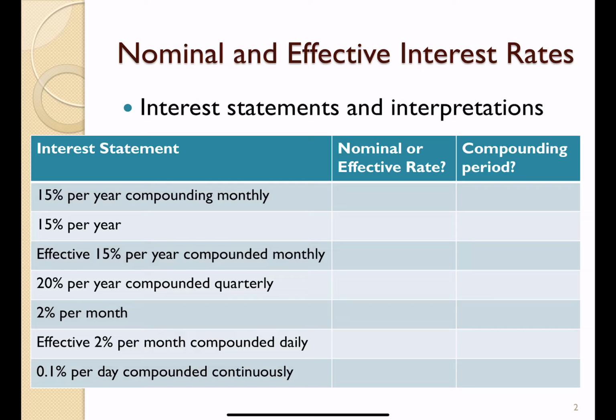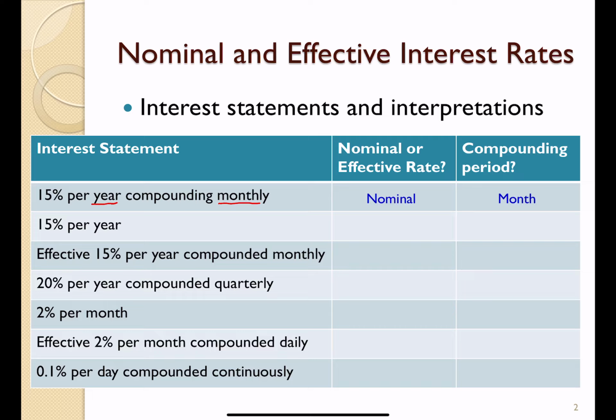15% per year compounded monthly. Nominal or effective? As you can see here, we consider it nominal when the interest rate is spread over a period of time different from the compounding period. You see, per year and compounded monthly. So it's different, and then it has to be nominal, with the compounding period per month. That's stated clearly there. So that's a nominal interest rate.